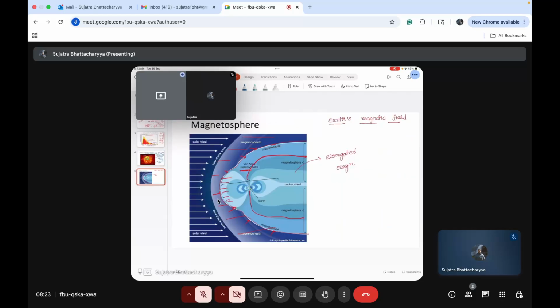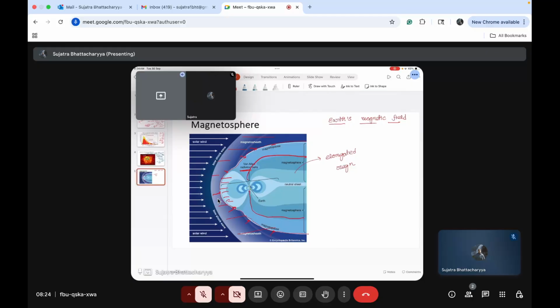After that, we discussed the magnetosphere, Earth's magnetic field. Earth has its own magnetic field because of the outer core, which is fluid and rotating. The outer core, having charged particles, creates current and a magnetic field. These are dipolar magnetic fields. This is the typical structure of the magnetic field. On the day side it is compressed, on the night side it is elongated, as you can see here, called the magnetosphere.